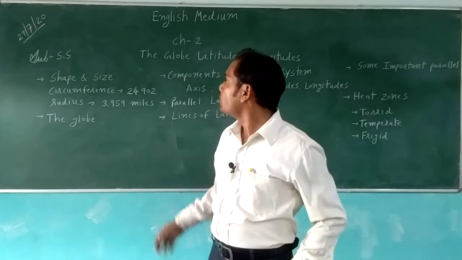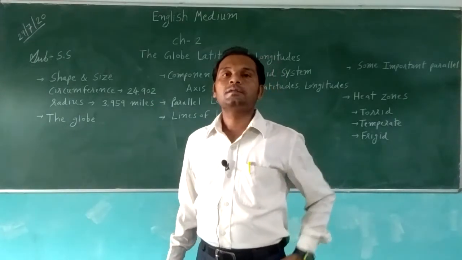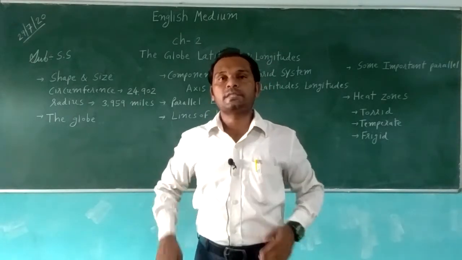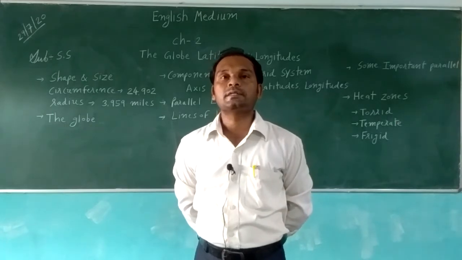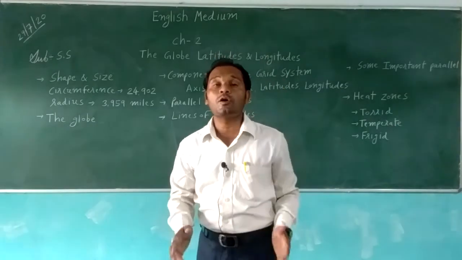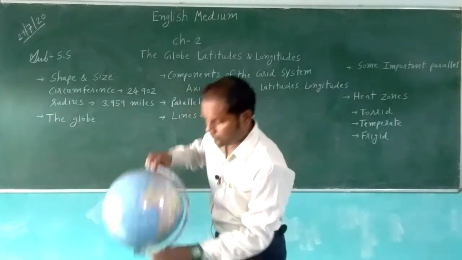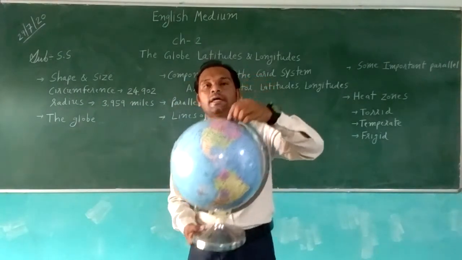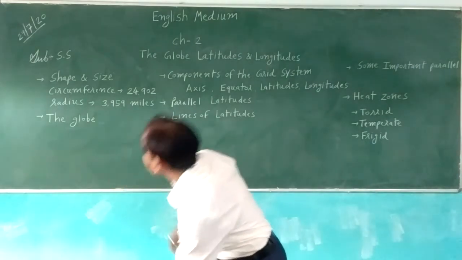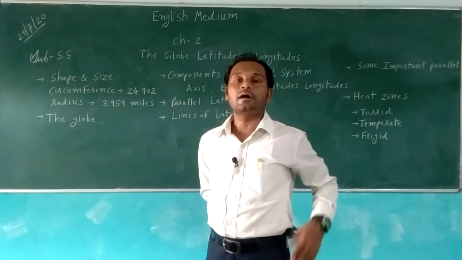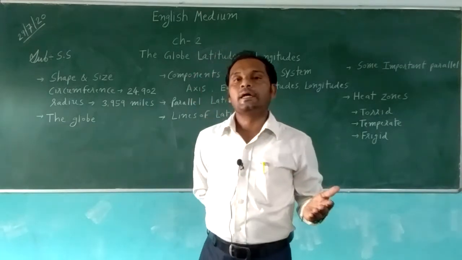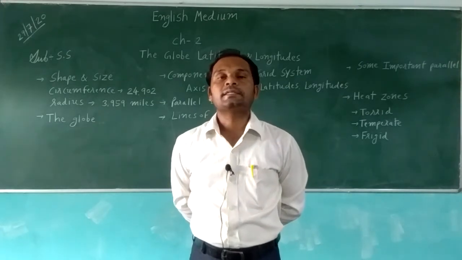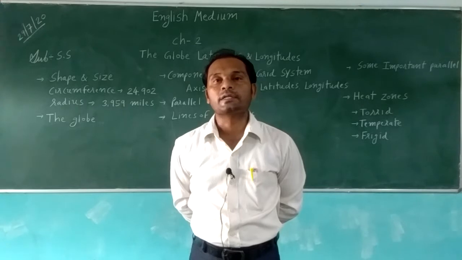Okay, children. Then the shape and size. The shape and size of Earth is like an orange shape. It is tilted on its axis. So we have a model of a globe. I am showing you the model of the globe. We can see it is a little bit tilted on its axis. The shape of the Earth is spherical, like an orange shape. It is not exactly an orange, but it is like an orange shape.